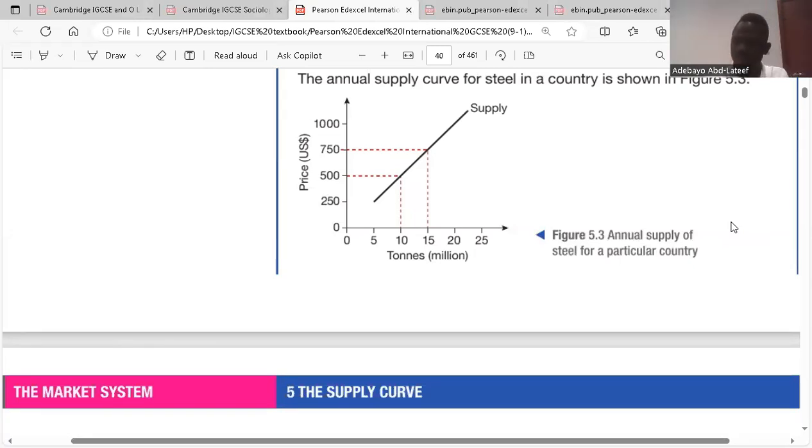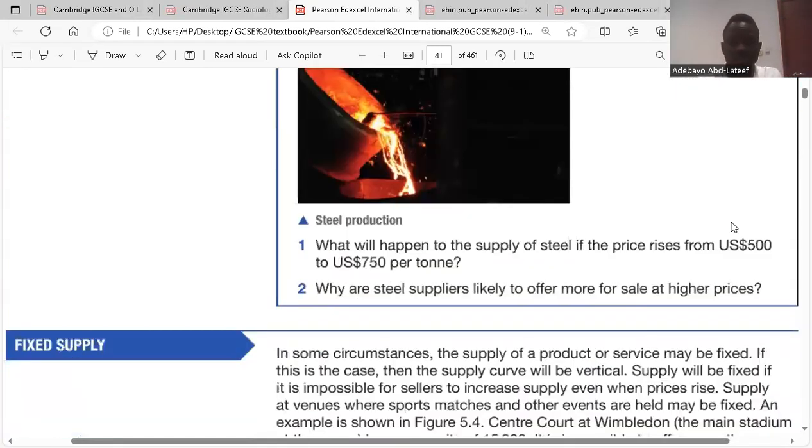The second question says, why are steel suppliers likely to offer more for sale at higher prices? At higher prices, suppliers are likely to offer more for sale as they will make more profits. That's why they want to offer more. I think that is clear.